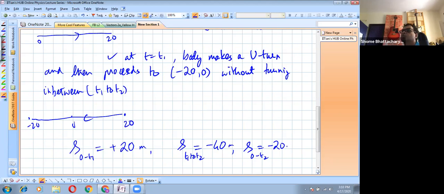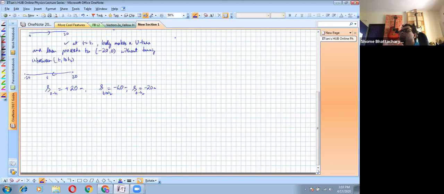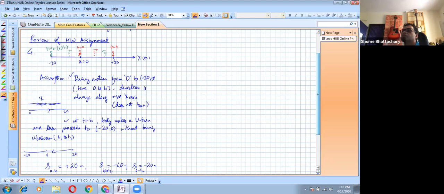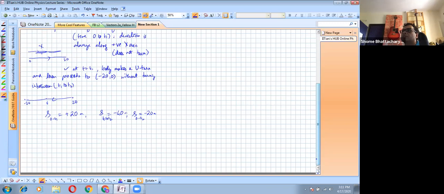Because displacement is nothing but the shortest path, or the straight line, from the initial position to the final position. So if I look at the initial position being the origin at t equal to 0, I can see that at t equal to t1, the body has reached this position plus 20. So the displacement from 0 to t1 is just plus 20. But similarly, if I talk about the displacement from 0 to t2, you can see that he's actually gone from there to plus 20 and then back to minus 20. So his net displacement in the third part, 0 to t2, is actually minus 20. And similarly, his net displacement in the second part from t1 to t2 is again minus 40. So he's gone from plus 20 to minus 20. So that's the easy part.